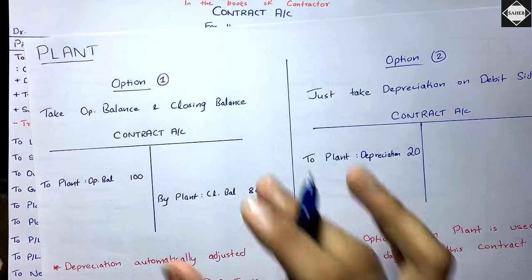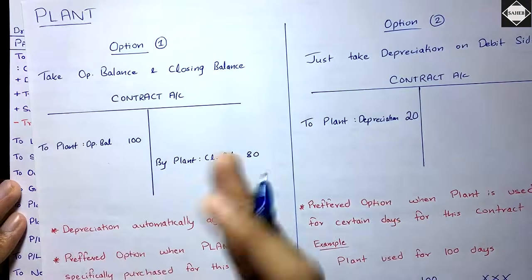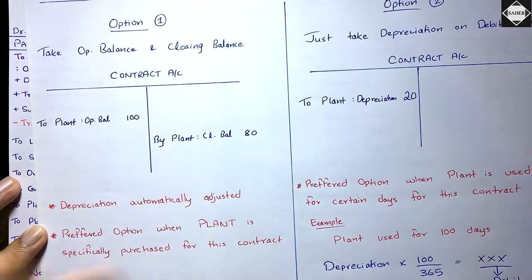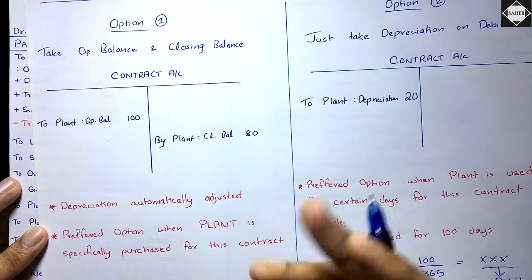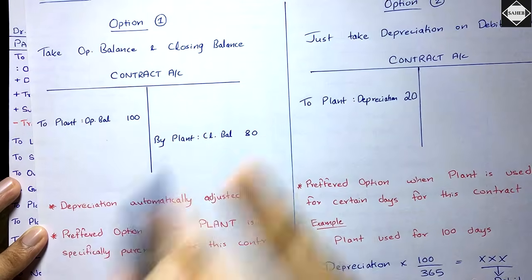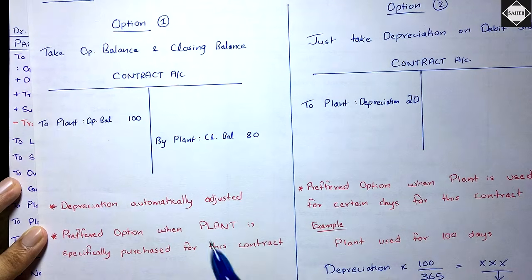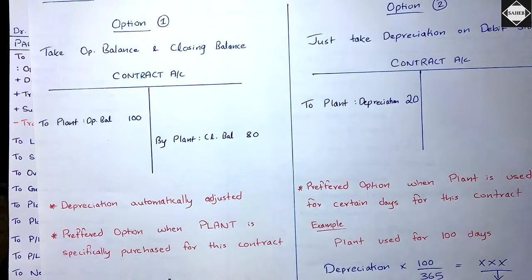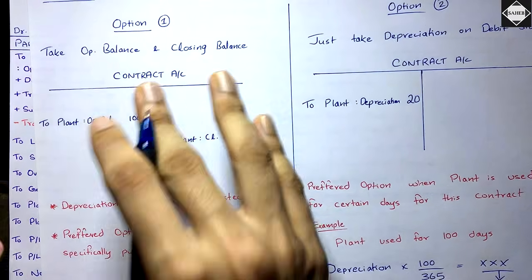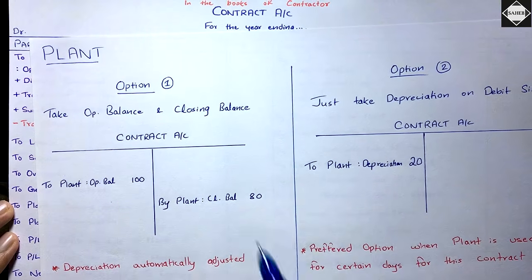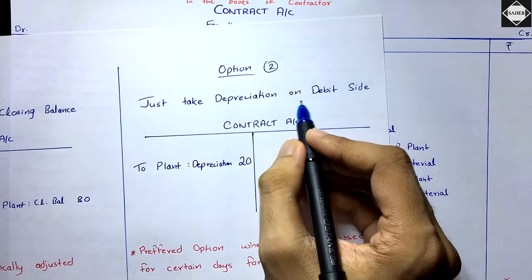So that's one way of treating the plant: opening balance and closing balance. So depreciation is automatically adjusted. You don't have to show depreciation over here, because it's automatically adjusted. Why? Because there is an excess of debit over here. And this option is preferred when the machinery or truck or whatever the asset plant is, it is specifically purchased for this contract only. If it is like that, then you have to go for this option: take opening balance and closing balance at written down value. Fine. And then the second option which you have is to just take the depreciation on the debit side.